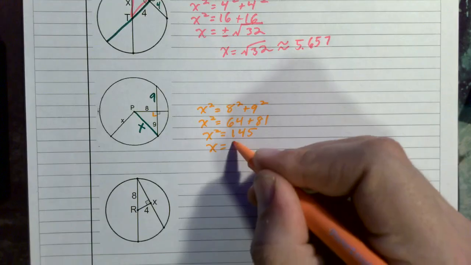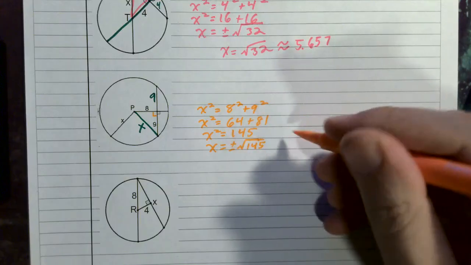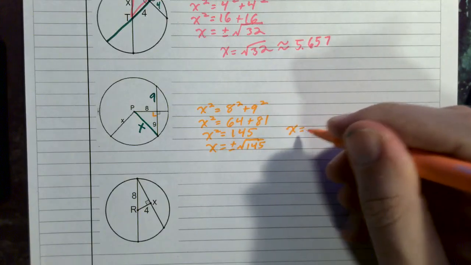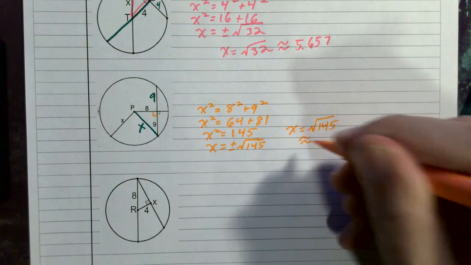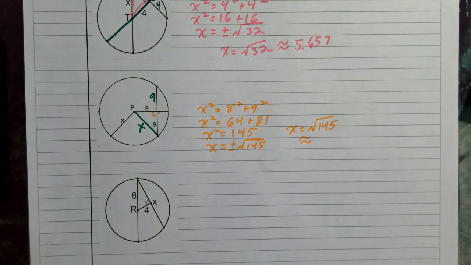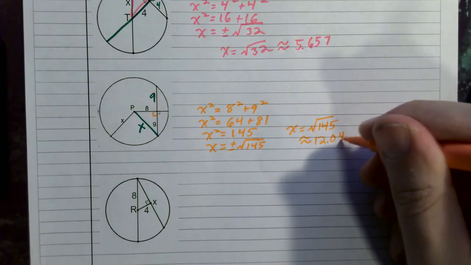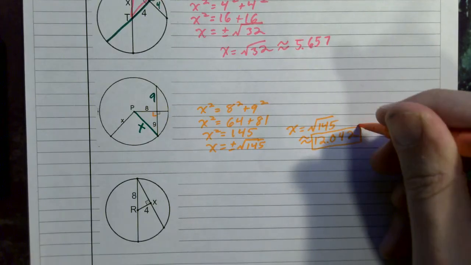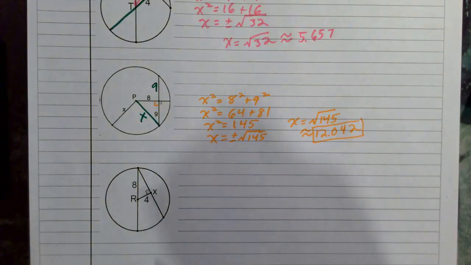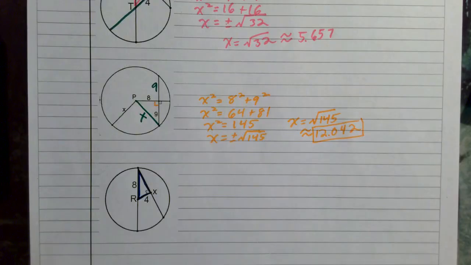So x equals plus or minus the square root of 145, which we're really just going to use the positive case of the square root of 145. If we type that into our calculator, we get approximately 12.042 for our answer.